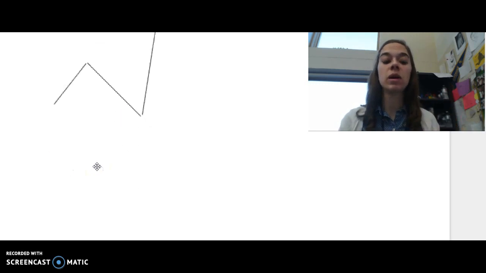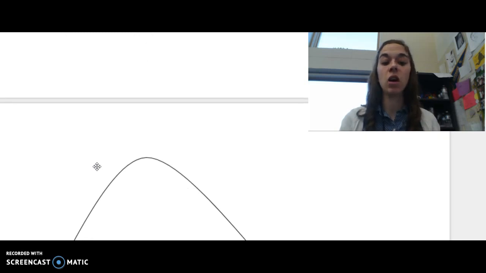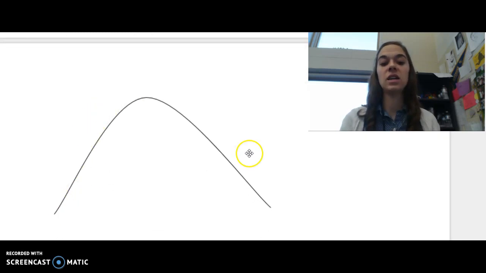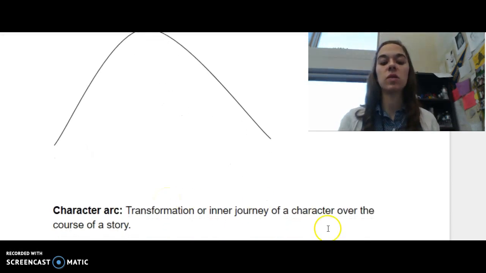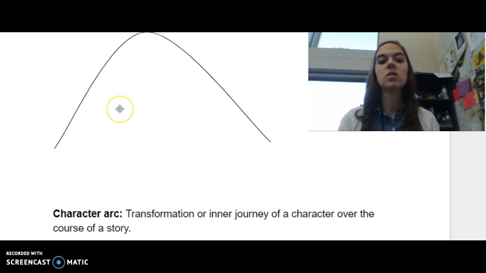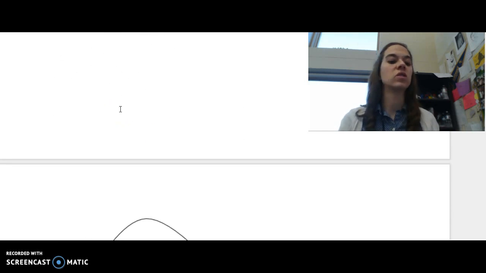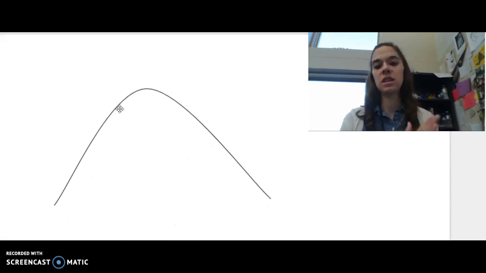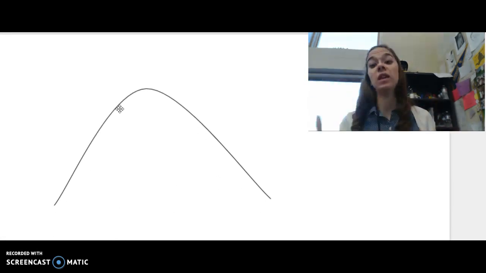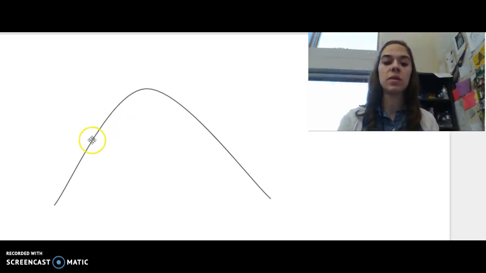So the shape that we are going to aim for in our writing is what we call the arc, the character arc. It is just a nice shape like this, beginning, middle, end, and it shows a nice progression of who that character is, okay? A definition of character arc is a transformation or inner journey of a character over the course of a story. So rather than just jumping back and forth, it's more of a transformation showing, first this, then this, now this. How did we get to the end, okay? That's the shape that we're going to look at.